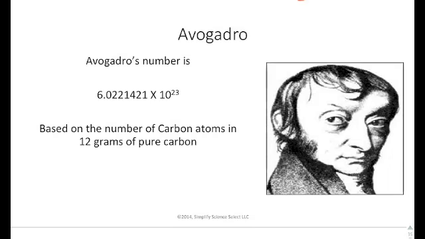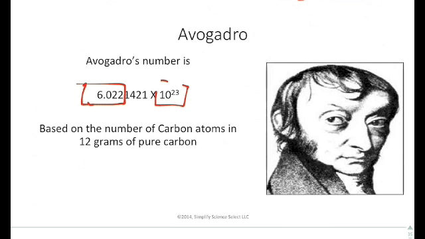One of the most fundamental concepts that you covered in first year chemistry is the idea of the mole. The mole is based on Avogadro's number, which is 6.0221421 times 10 to the 23rd. Oftentimes it's just shortened to 6.02 or 6.022 times 10 to the 23rd.